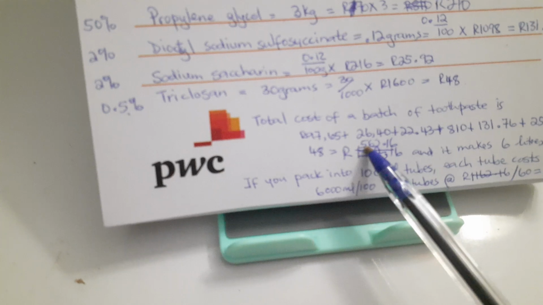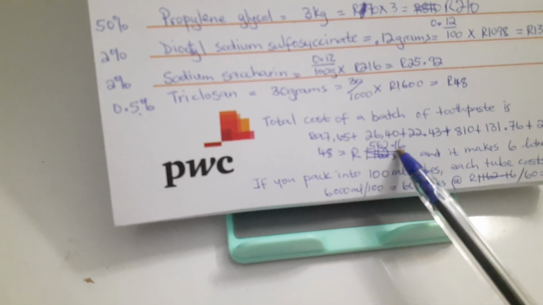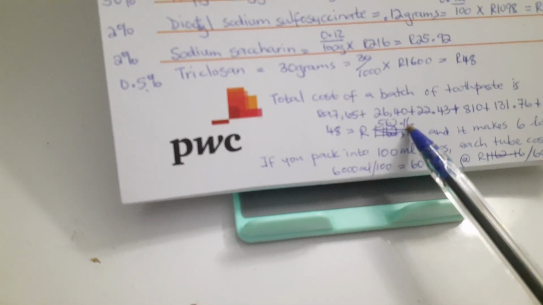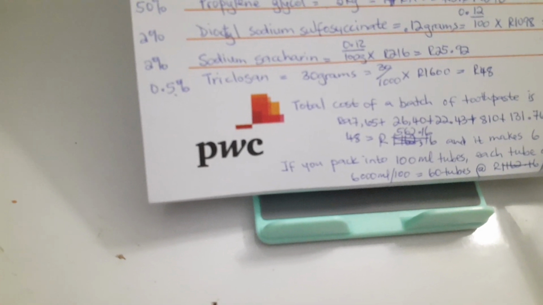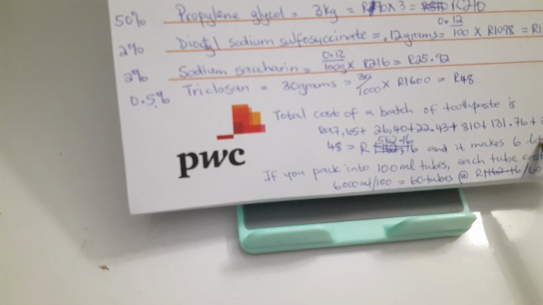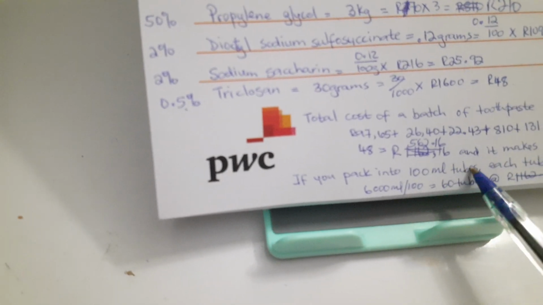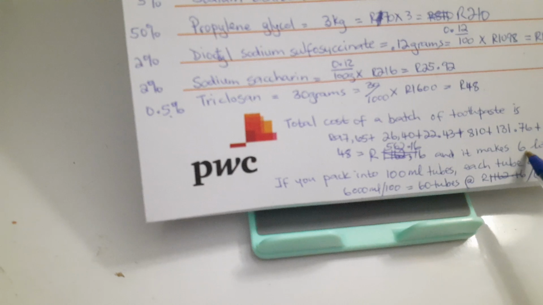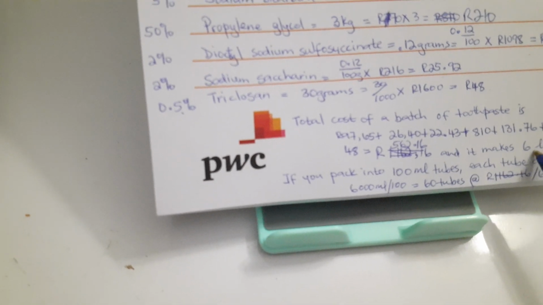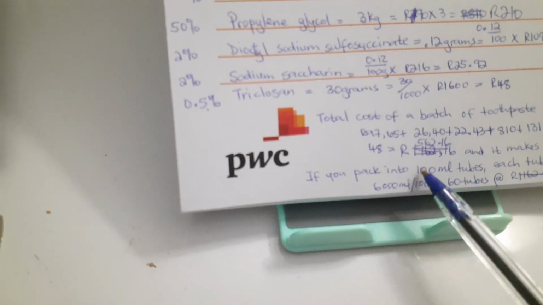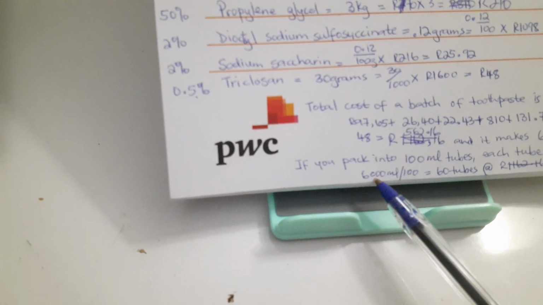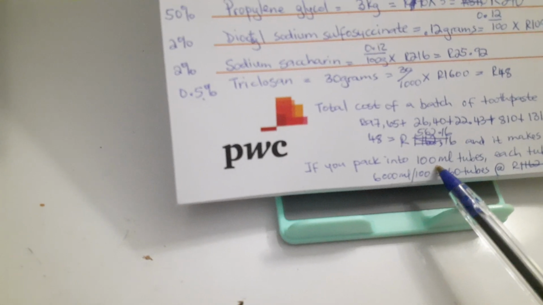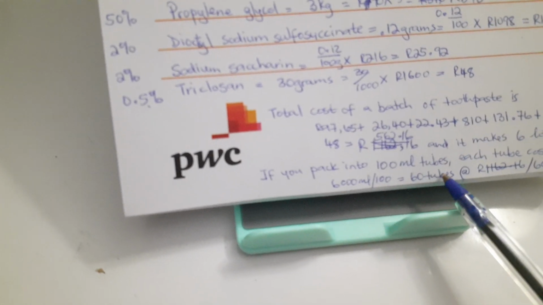And when we add them all up, we end up with 562 rands and 16 cents. And that will be a batch. Let's assume that it makes 6 liters of toothpaste. If you want to pack these 6 liters into tubes of 100 mils, remember that 6 liters is 6,000 milliliters, so it will be 6,000 divided by 100 milliliters, and that will give me 60 tubes.